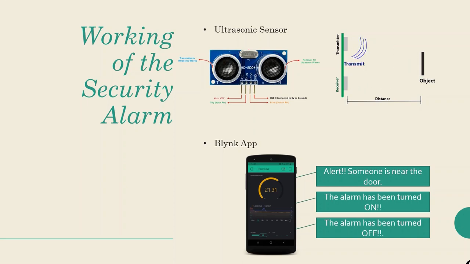So if someone is near the door, it will give an alert here like someone is near the door. And it can also be used to turn on and off the alarm and give a notification like the alarm has been turned on and alarm has been turned off. So let's see the components of this system first.